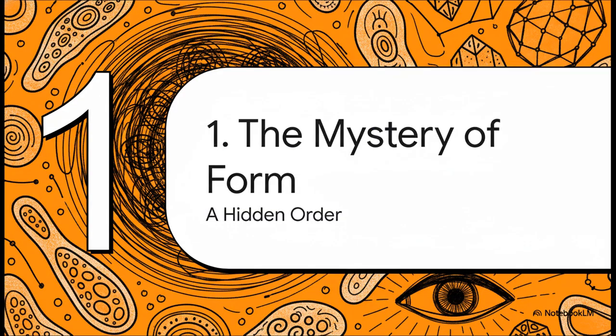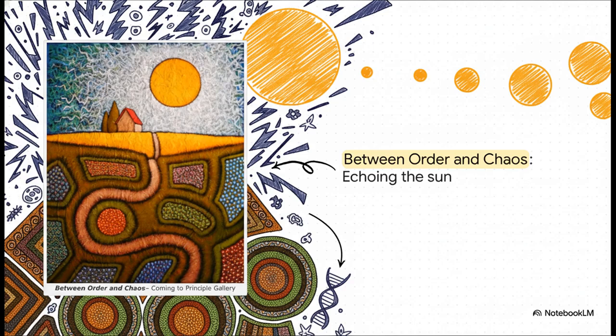The mystery of form. Before we even touch the lab science, let's start with this really beautiful, almost intuitive feeling that there is a deep, hidden order right underneath reality. To really grasp this tension between order and chaos, think about the artist G.C. Myers and his painting Between Order and Chaos. Up top, you have this wild, slashing, totally chaotic sky, but down below, highly structured, perfectly neat flower beds. And there's this one round flower bed that perfectly echoes the exact shape of the sun above it. It's literally form recognizing form across a massive scale.